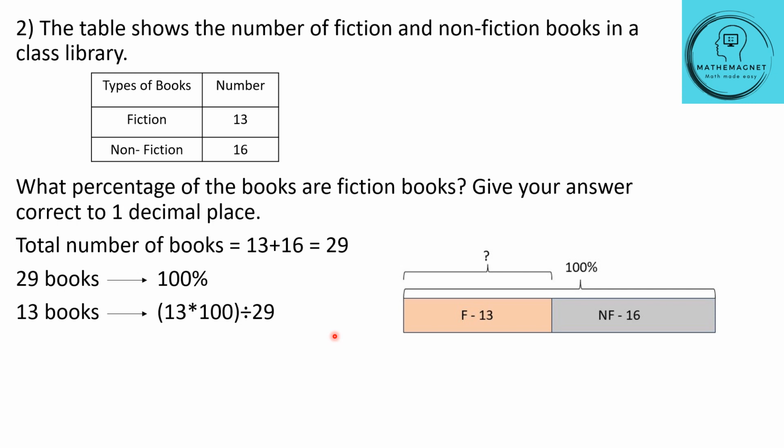So 13 into 100 divided by 29. It is forming like an X formation. Okay. So 13 into 100 divided by 29. So that will be equal to 44.82%. Since they want us to give it correct to one decimal place, it becomes 44.8%. So 44.8% were fiction books.